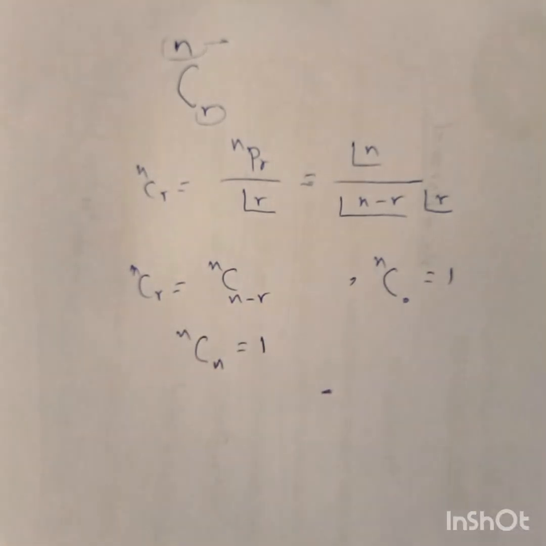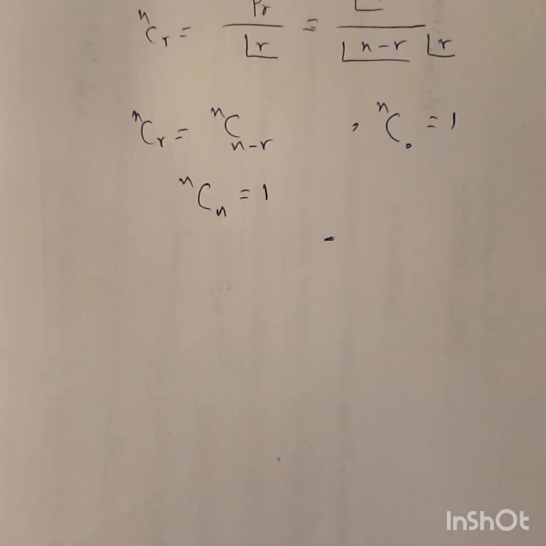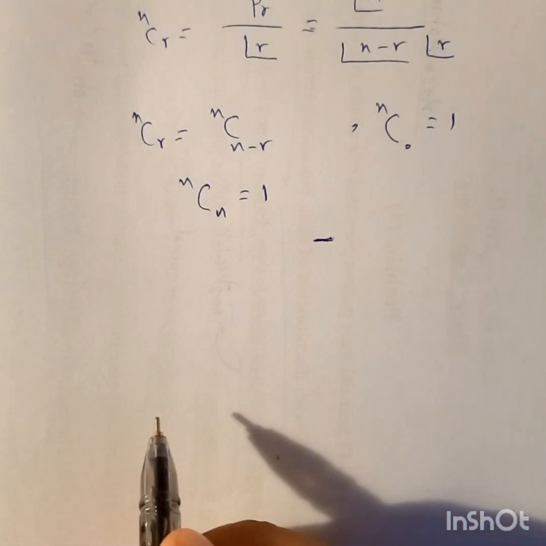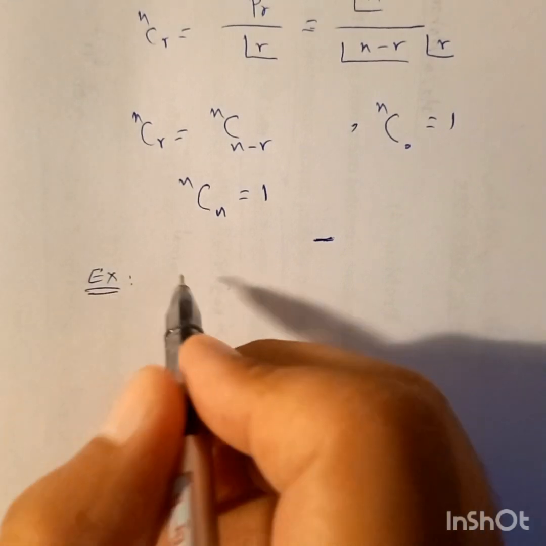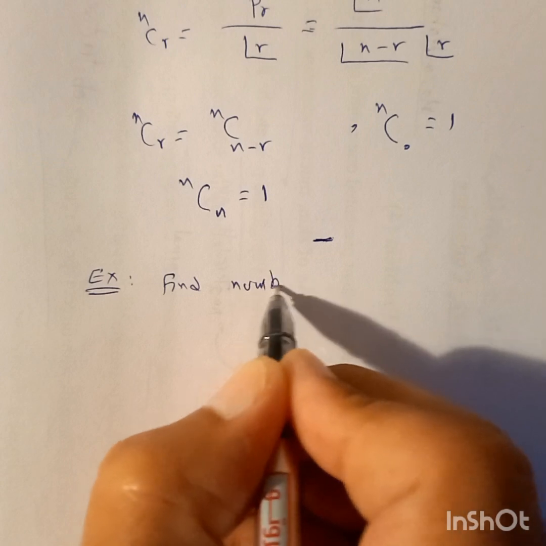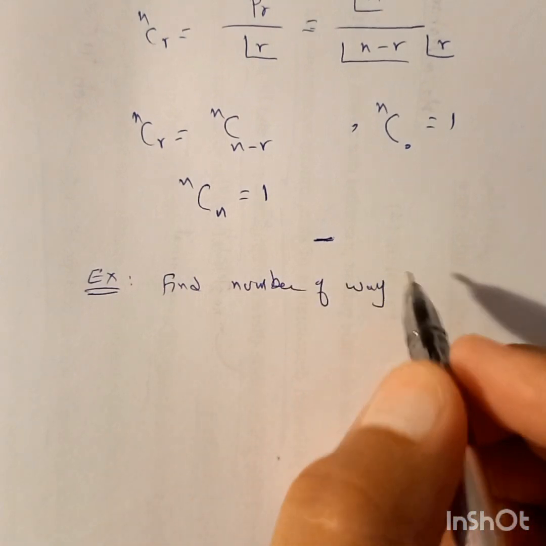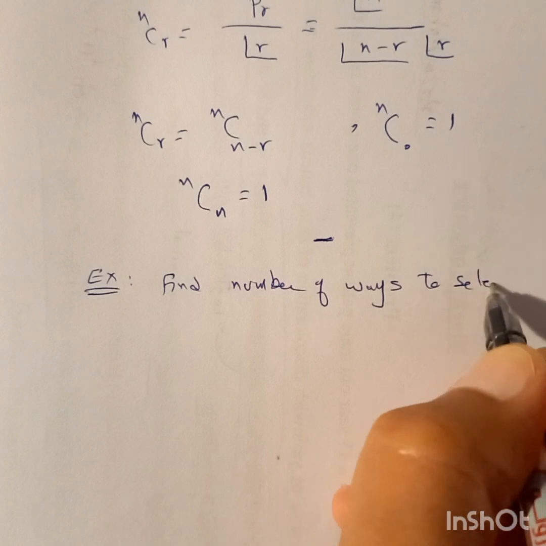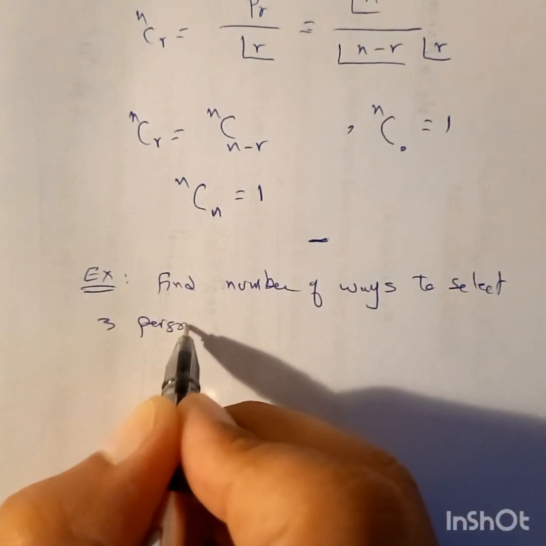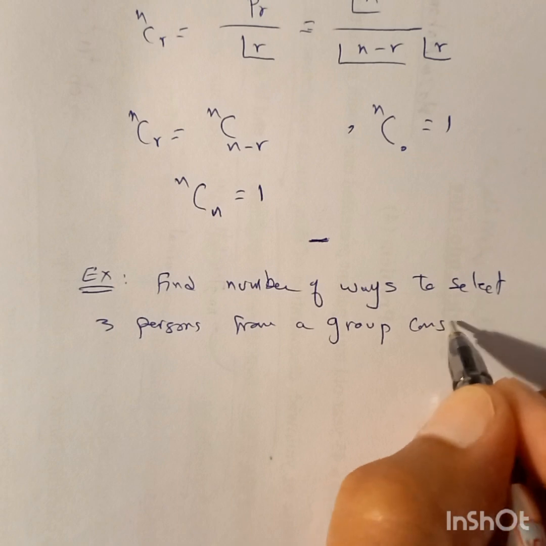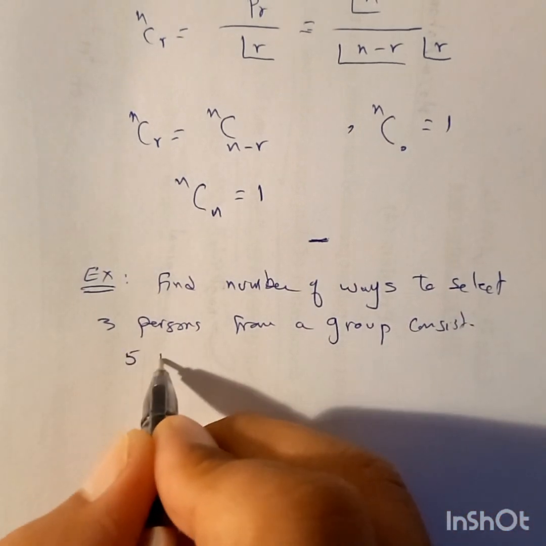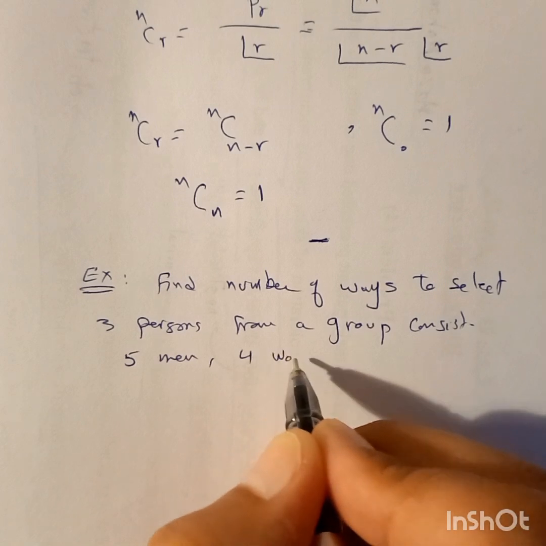Now it's time to connect the fundamental counting principle with permutation and combination. We can find this connection by solving the following example. It's required to find the number of ways to select three persons from a main group consisting of 5 men and 4 women or ladies.